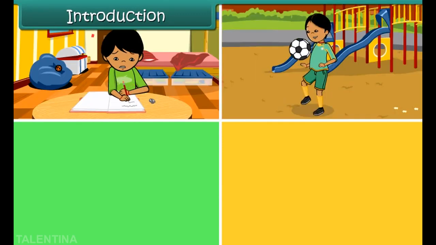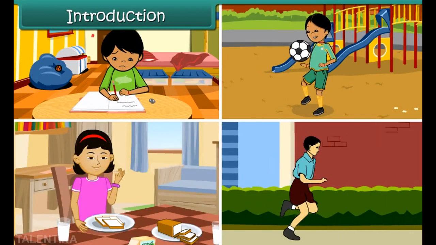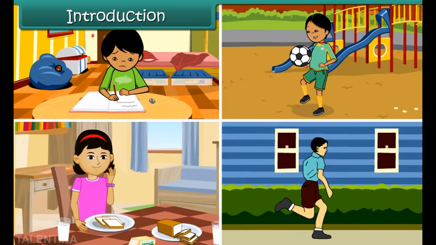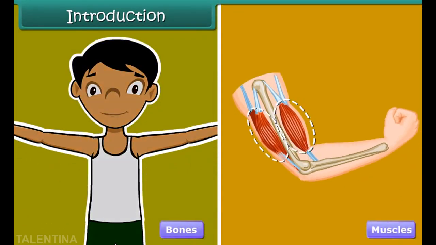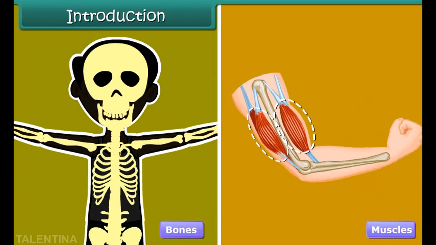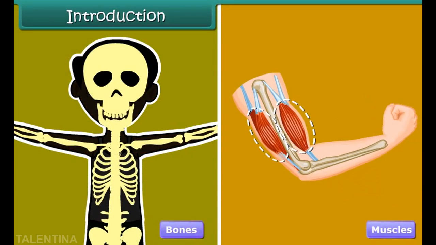Each day we perform many activities. We study, we play, we eat, we run, and many others. Friends, do you know our bones and muscles play an important role in performing all such activities? Bones and muscles are the important parts of our body which make all bodily movements possible. Come on, let us learn more about these in this lesson.